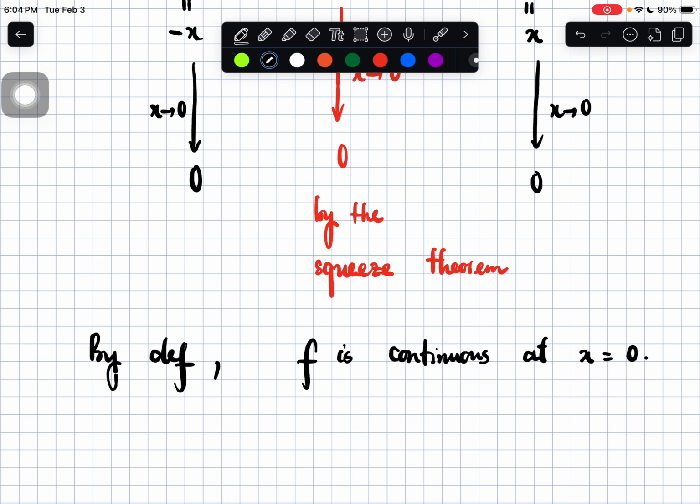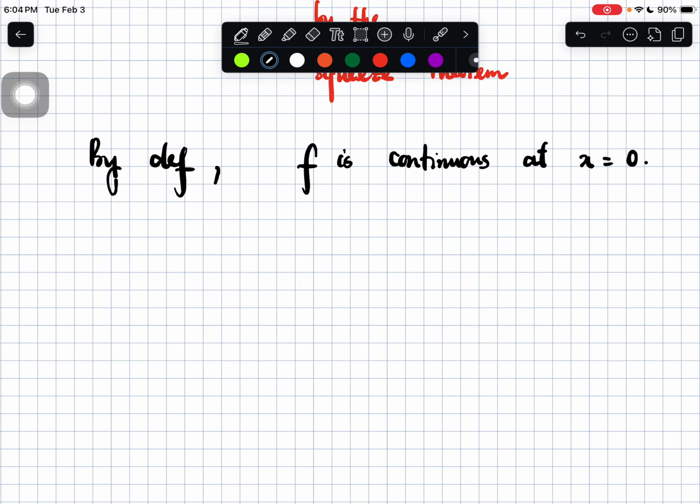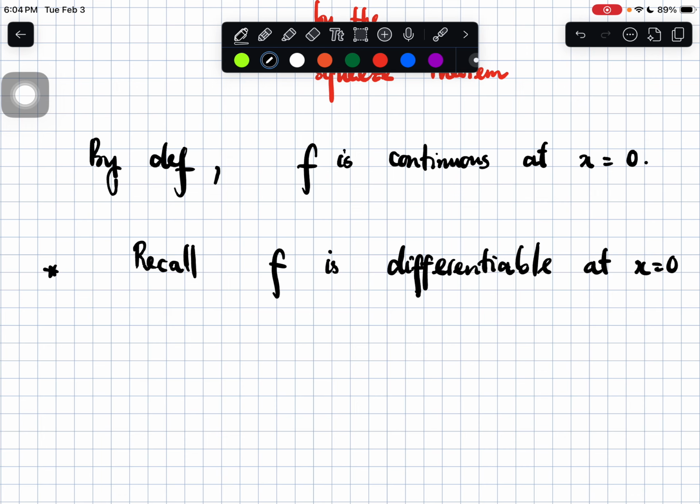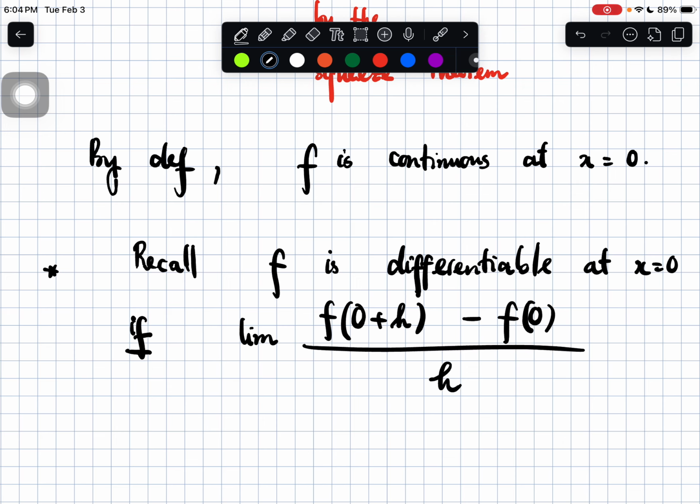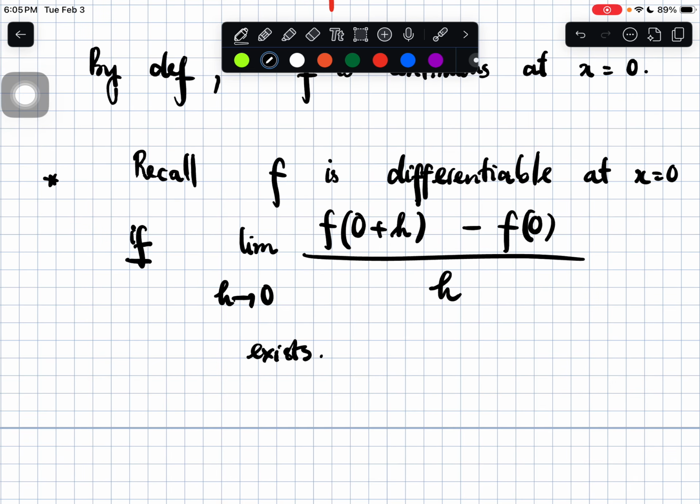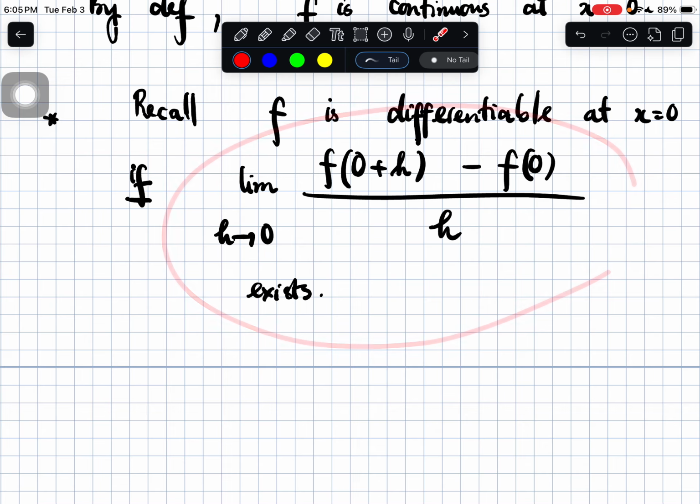So now we will check whether f is differentiable at 0. We use the definition again. Recall that f is differentiable at x equals 0 if the limit of f of 0 plus h minus f of 0, divided by h, as h tends to 0 exists. We compute this limit.